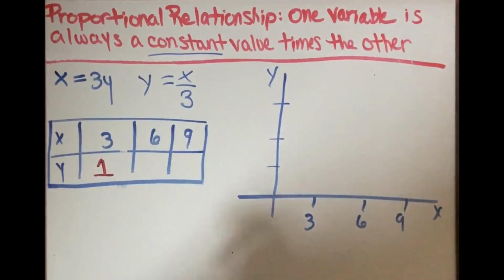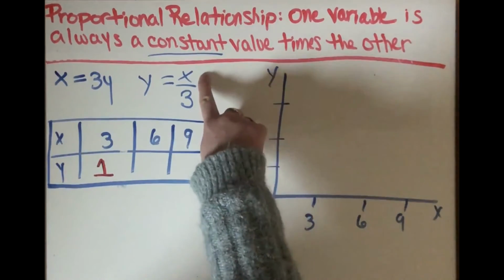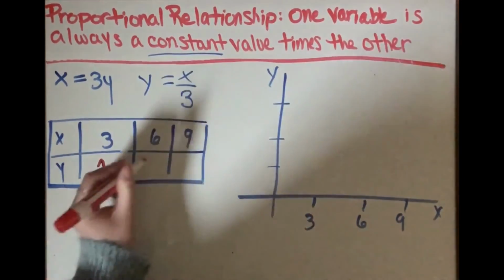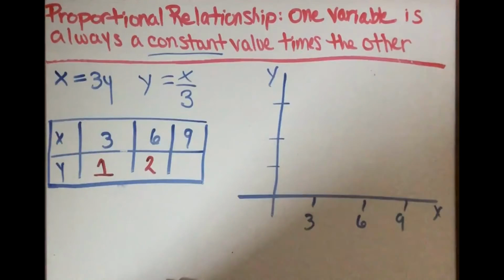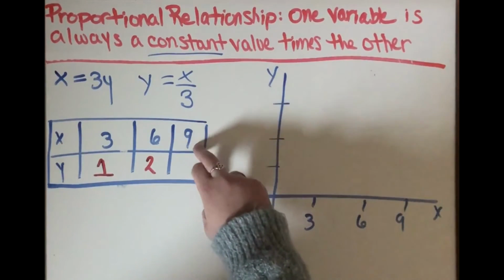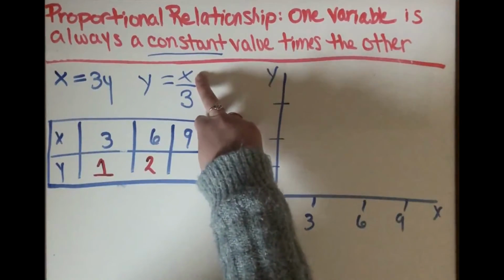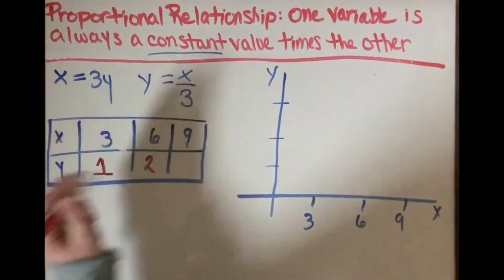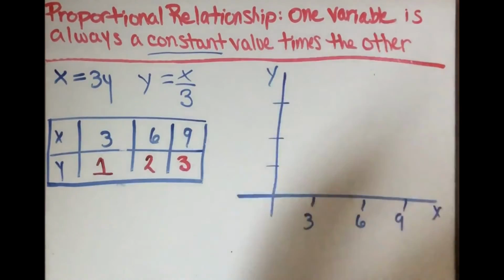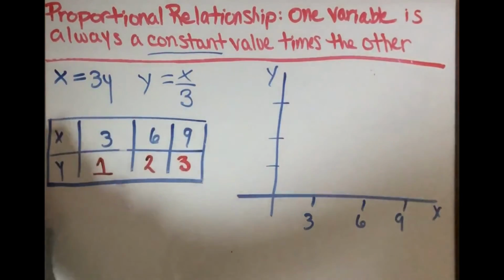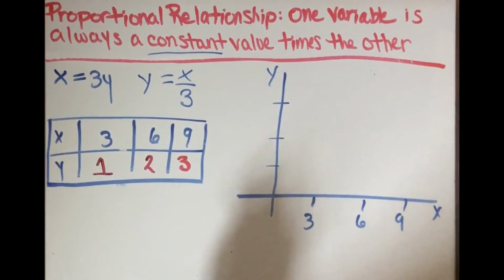All right. What if x equals 6? Well, 6 divided by 3 is 2. Therefore, y equals 2. And lastly, 9. X equals 9. So 9 divided by 3 equals 3. So y equals 3. Now, as you may know, when you have x and y variables, you can make coordinates out of them, right?